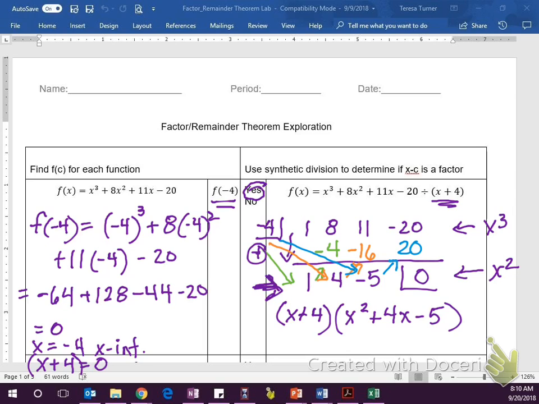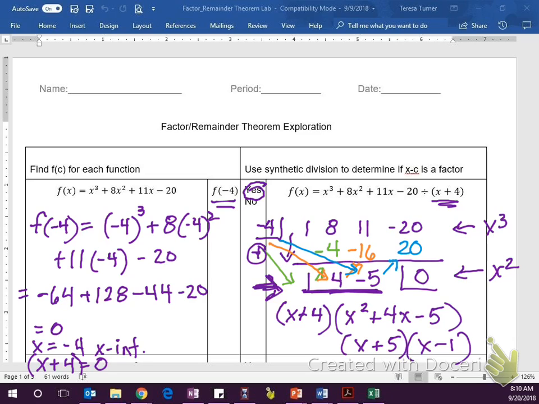Yes, one. Minus 5 came from right here. So we started, we had an x cubed. This first row is x cubed, and we divided it by an x. So our quotient is an x squared. So you just start with x squared and go down the list. So this is x squared plus 4x minus 5. That's going to factor into x plus 5 times x minus 1, right?